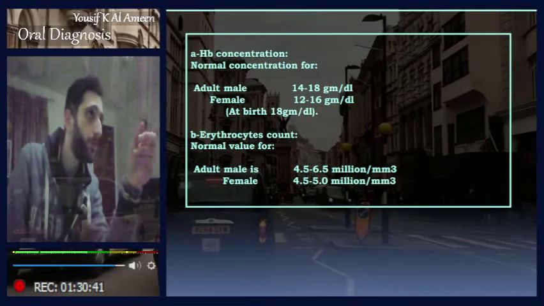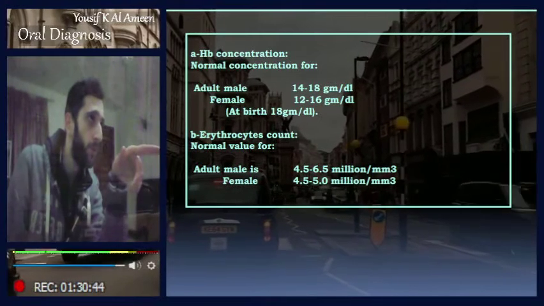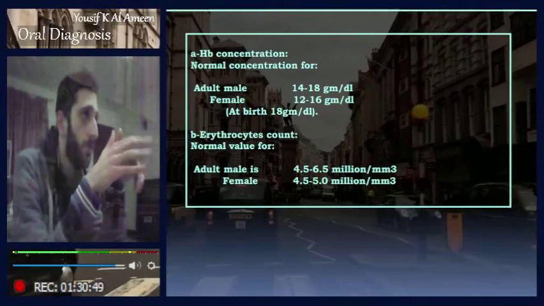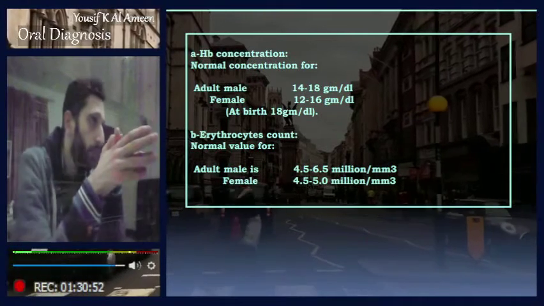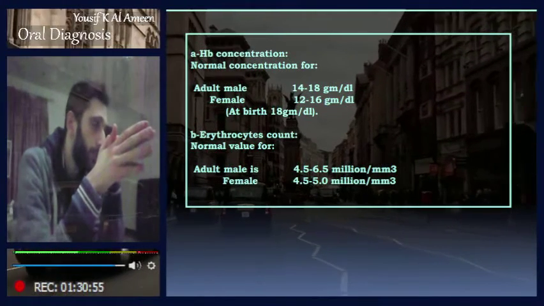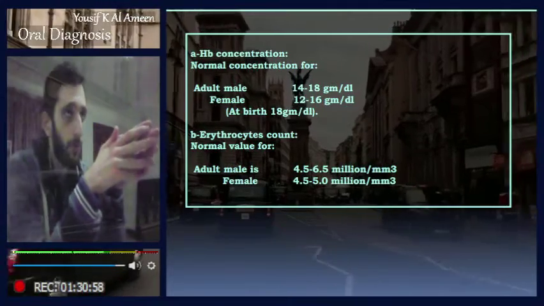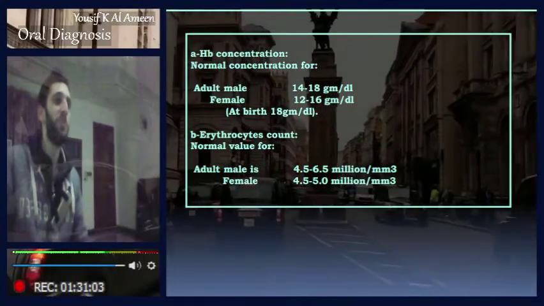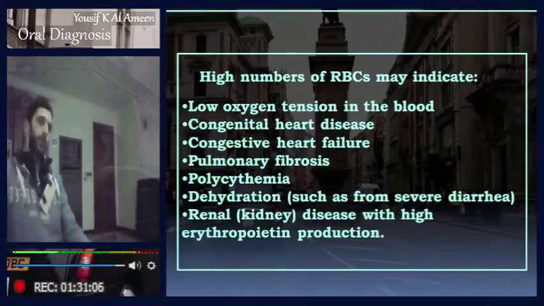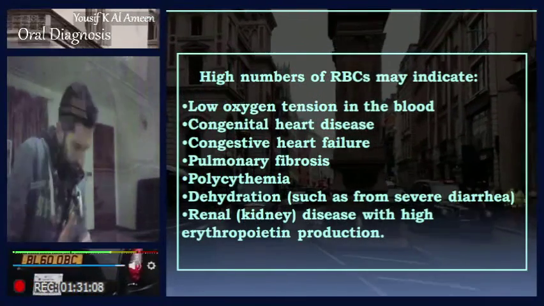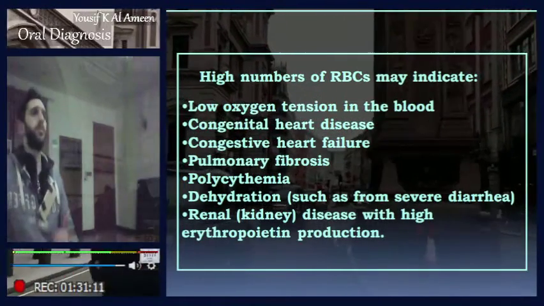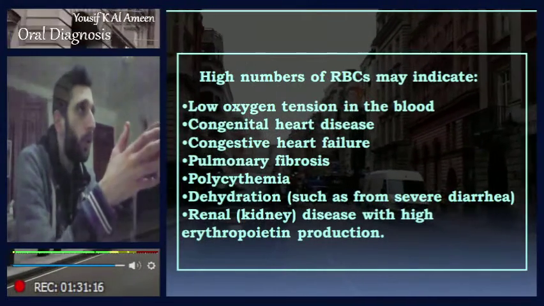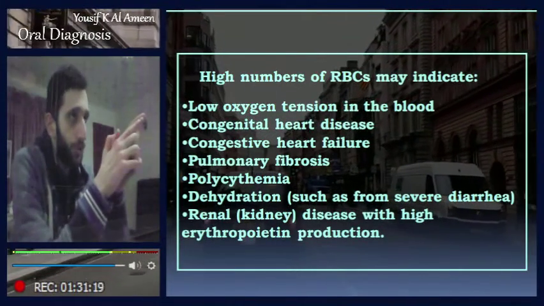Erythrocyte count. Normal value for adult male 4, female 4.5 million per cubic millimeter. That's for erythrocytes, and that's for the hemoglobin. When a high RBC count is shown, that is an indication of low oxygen tension in the blood.